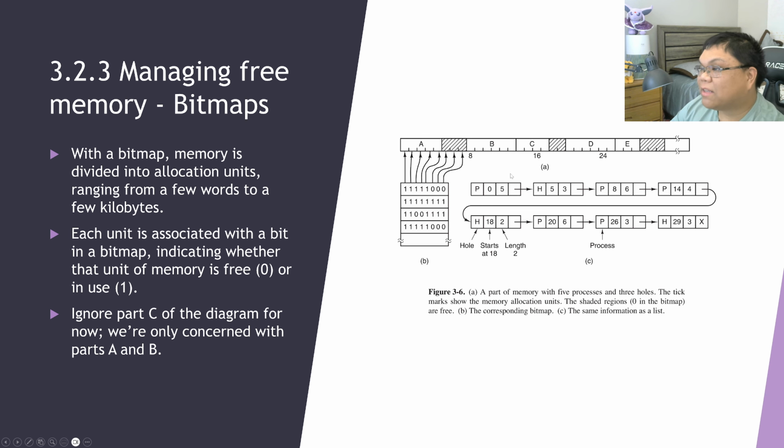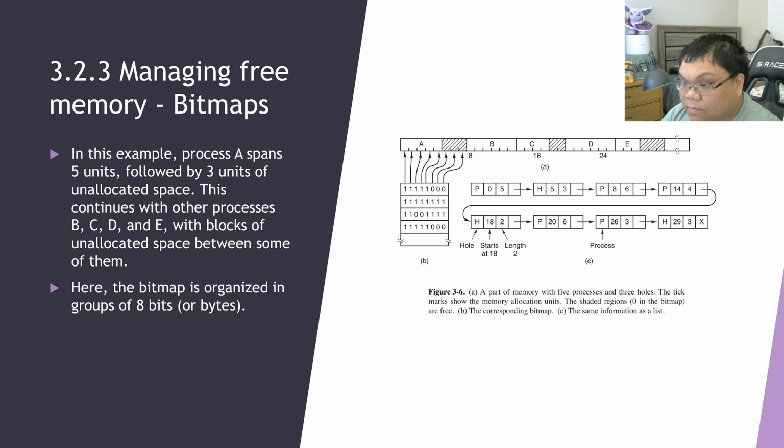So my point is this. Sometimes processes can straddle the border between these bit sequences here. So part of C is described on this line and this line. Part of D is described on this line and this line. So processes may straddle the border between these 8-bit sequences, or possibly straddle several borders. So this bitmap here is organized into groups of 8 bits.